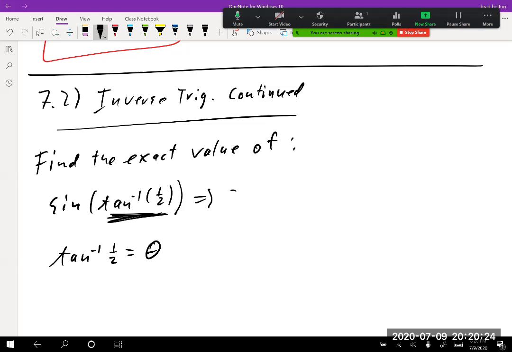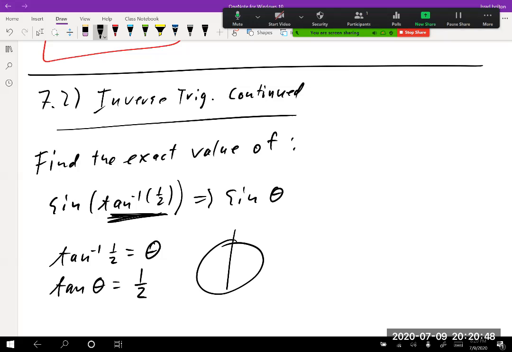So this is really saying sine of theta, so we just have to set up theta. We're going to build our triangle. Because we're working with tan inverse, we're saying tangent of some angle is going to give you 1/2. So when is tangent positive? It's positive in quadrant 1 and in quadrant 3. But we know that tangent inverse is restricted to quadrant 4 and 1. So we know that we're somewhere here. We're not exactly sure where.